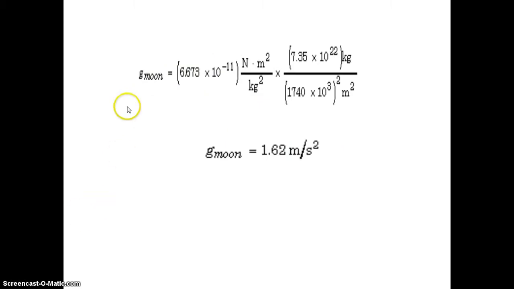Plugging in the values that we have for the moon, the universal gravitational constant, the mass of the moon, and the radius of the moon squared, the gravitational acceleration on the surface of the moon is 1.62 meters per second squared, and I'm hoping that this is consistent with what you would have thought it should have been. It should be less, considering the moon is smaller and less massive than the Earth.